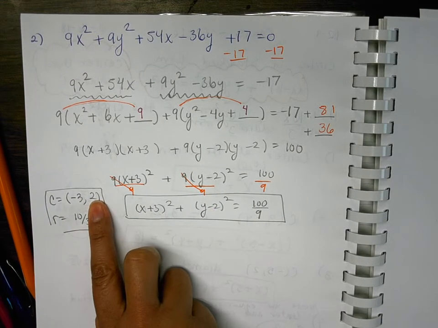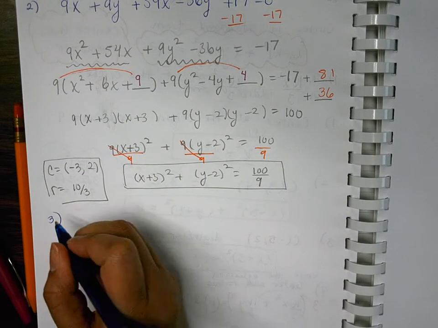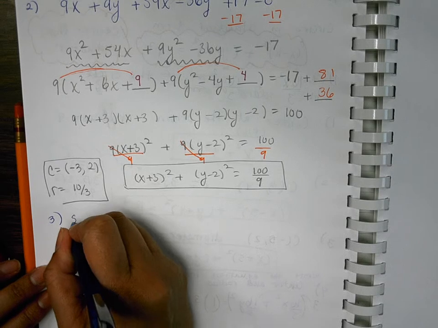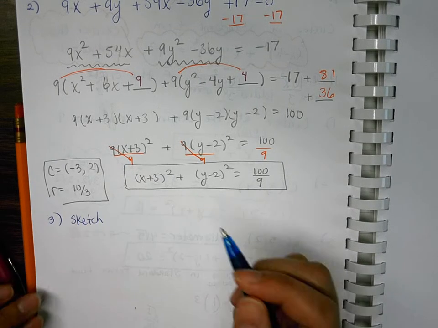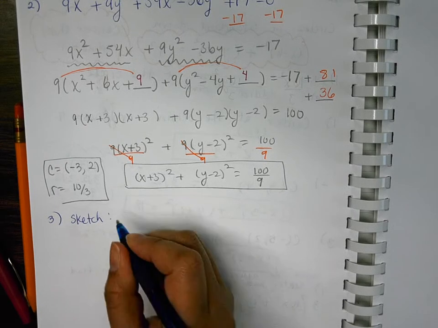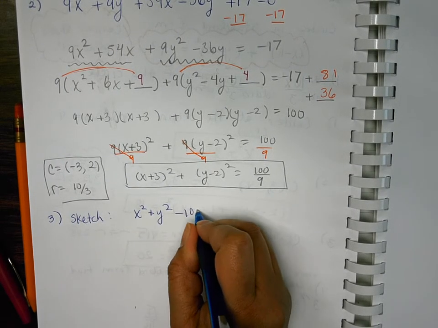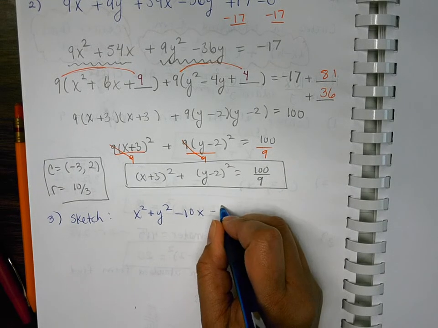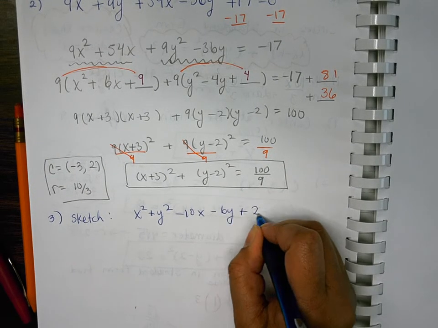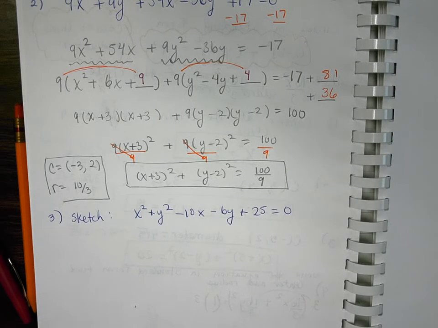Got it? All right, I'm going to have you start off on number 3. This one we're also going to sketch. But lucky for us, sketching circles is pretty nice. All right. X squared plus y squared minus 10x minus 6y plus 25 equals 0. I'm going to have you guys at least start this one. Get your x's together, get your y's together, get your constant to the other side.